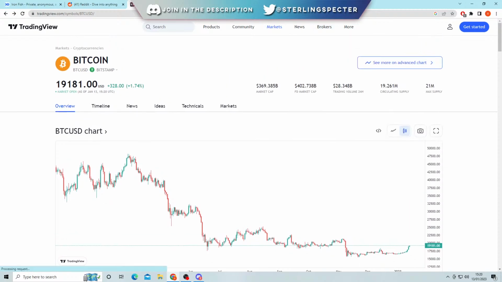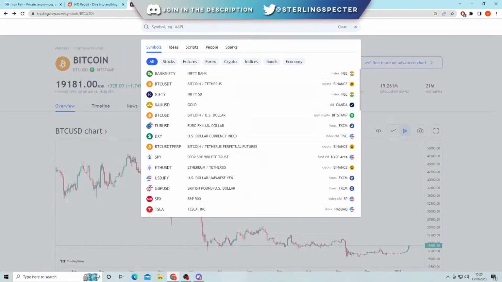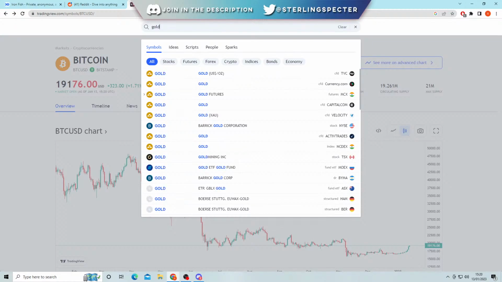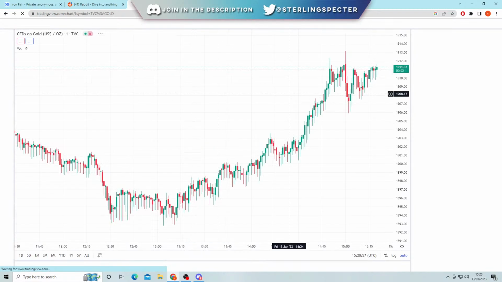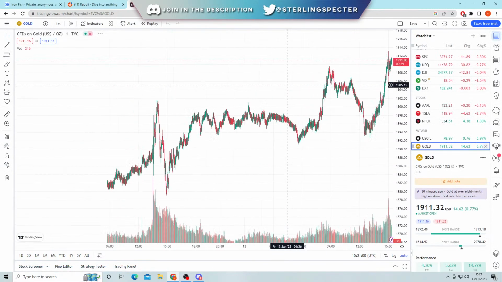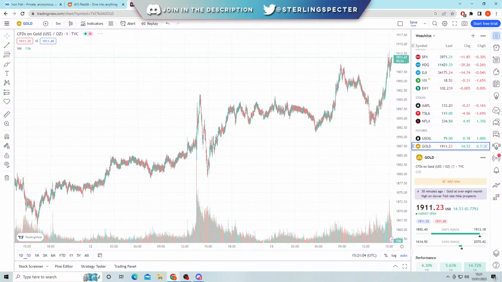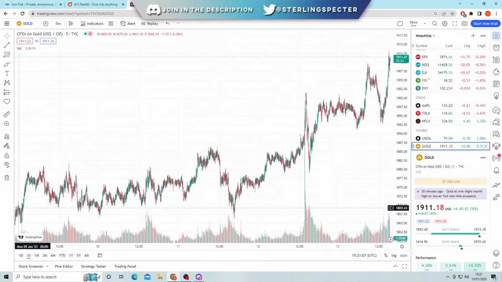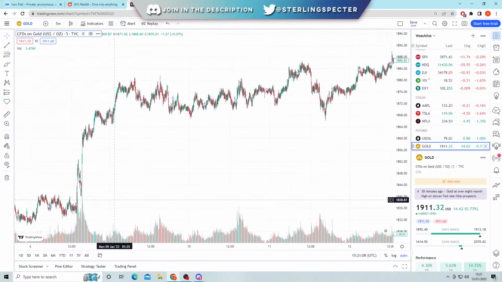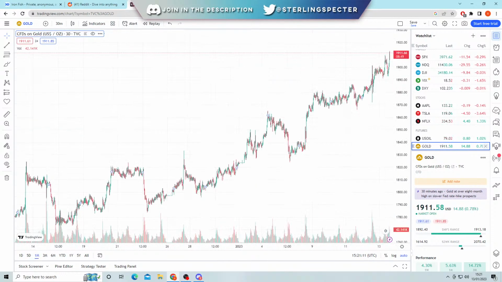Let's search at the top, gold. Gold versus USD per ounce. Yeah, so it kind of followed the same thing as Bitcoin and just had this price spike. If you go 5 days, look. Let's go for just a month. So it has been trailing upwards slightly.